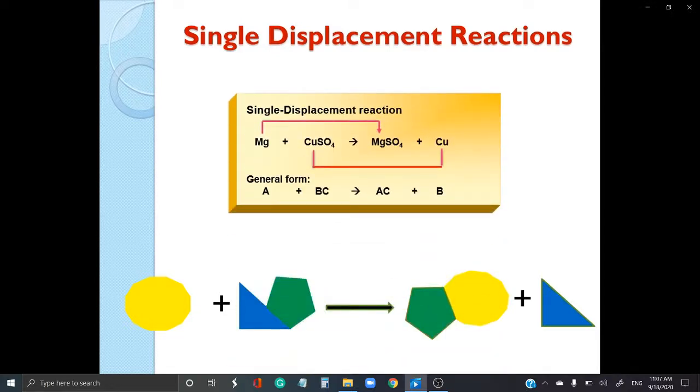This is single displacement reaction, when more reactive element displaces less reactive element from its compound. You can see reaction of magnesium with copper sulfate. It results into formation of magnesium sulfate and copper. As magnesium is more reactive than copper, it is having capability to displace copper from copper sulfate. This kind of reactions are called single displacement reaction or displacement reactions.